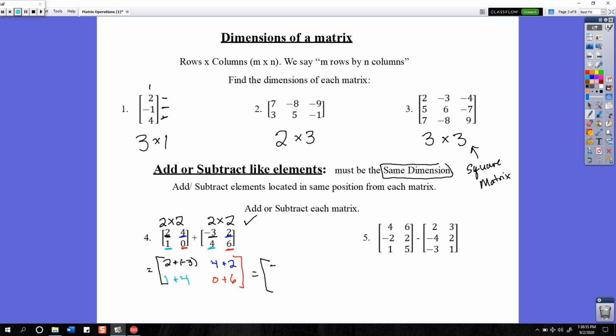So my answer: 2 plus negative 3 is negative 1. 4 plus 2 is 6. 1 plus 4 is 5. 0 plus 6 is 6. So there's my answer matrix.